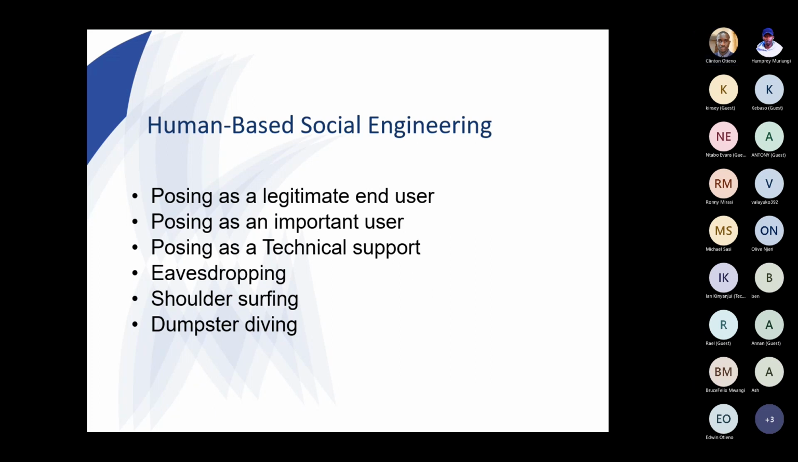Eavesdropping is also another way of human-based social engineering, where you gather information from two different people, for example from their calls. And then shoulder surfing is where, when someone is using his or her computer, you can come behind them and gather information without their knowledge.